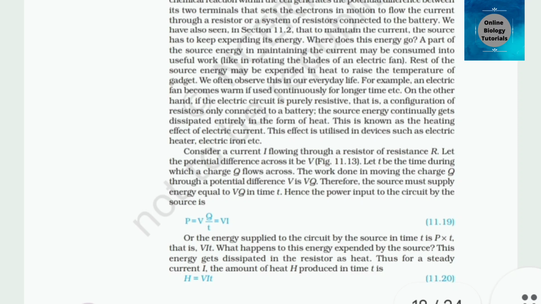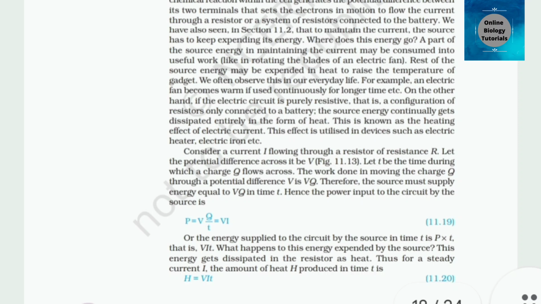For example, an electric fan becomes warm if used continuously for a longer time. On the other hand, if the electric circuit is purely resistive, that is, a configuration of resistors only connected to a battery, the source energy continually gets dissipated entirely in the form of heat. This is known as the heating effect of electric current. This effect is utilized in devices such as electric heater, electric iron, etc.